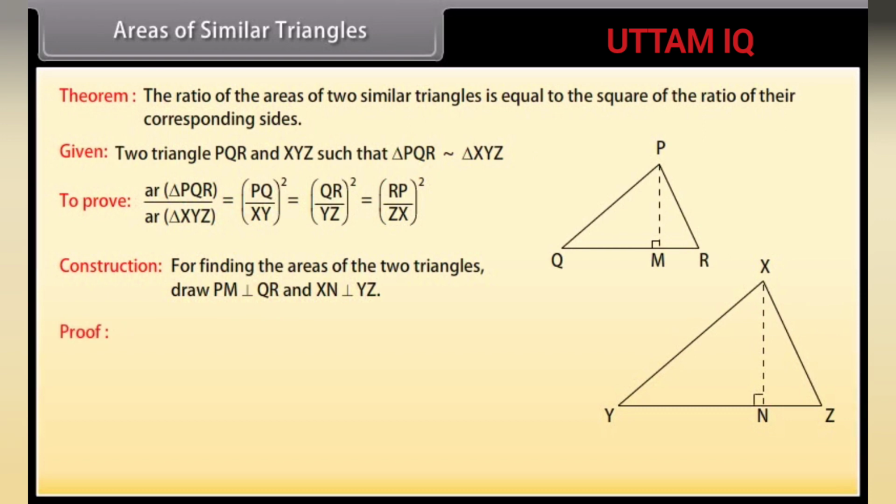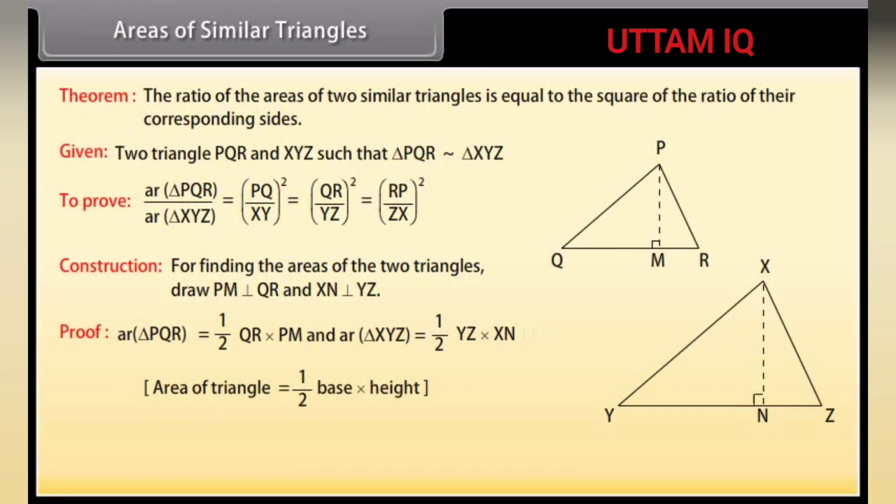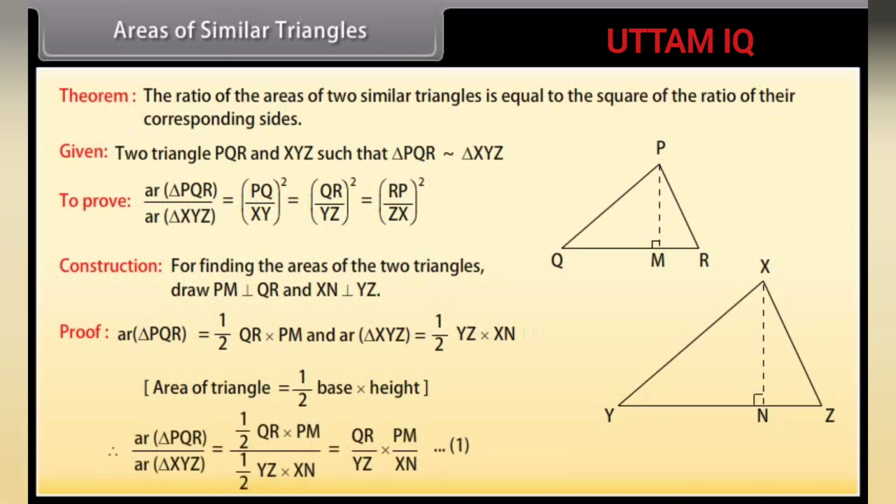YZ. Prove. Area of triangle PQR is equal to 1 by 2 QR into PM and area of triangle XYZ is equal to 1 by 2 YZ into XN. Area of triangle is equal to 1 by 2 into base into height. Therefore, area of triangle PQR upon area of triangle XYZ equals QR upon YZ into PM upon XN.